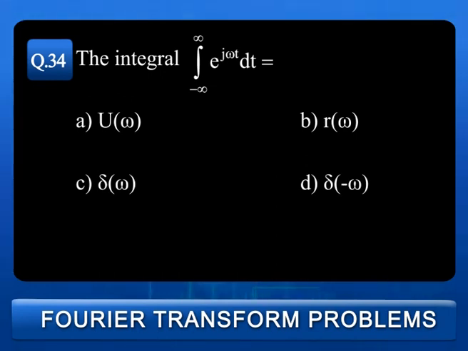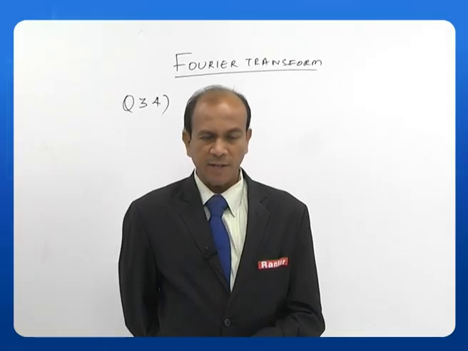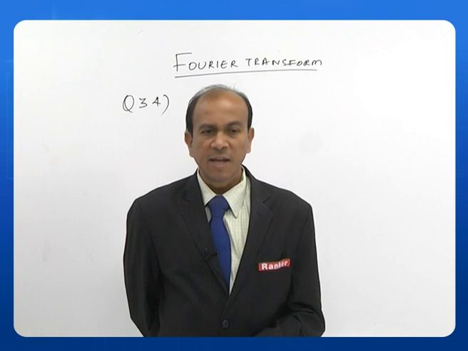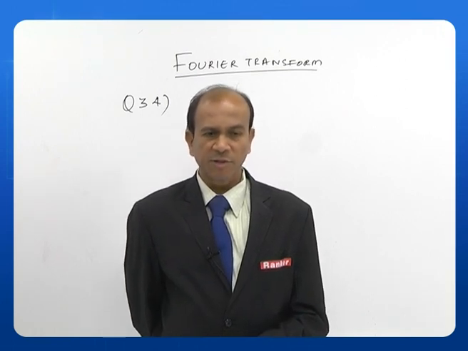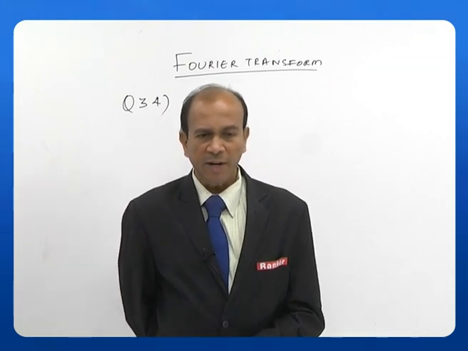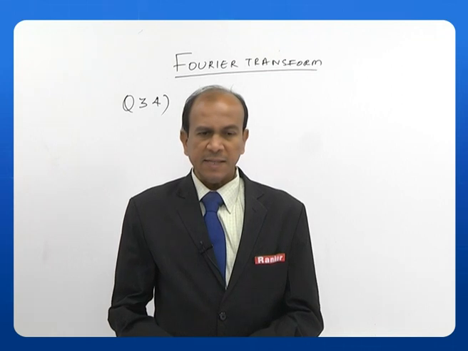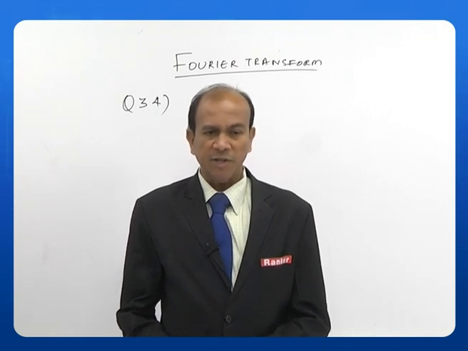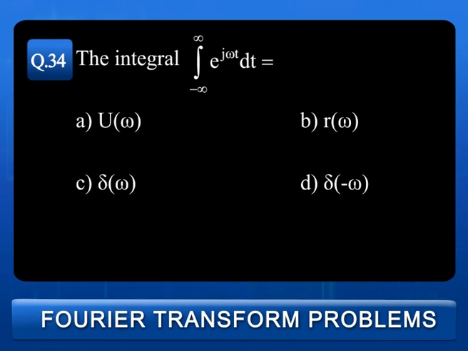34th question. The integral from minus infinity to plus infinity of e to the power of j omega t dt is equal to: A, u of omega; B, r of omega; C, delta of omega; and D, delta of minus omega. That means when I integrate e to the power of j omega t dt within limits minus to plus infinity, is it a unit step function in the frequency domain, or a ramp function, or a delta function, or a delta of minus omega? The answer is C, that is you will get a delta function in the frequency domain.